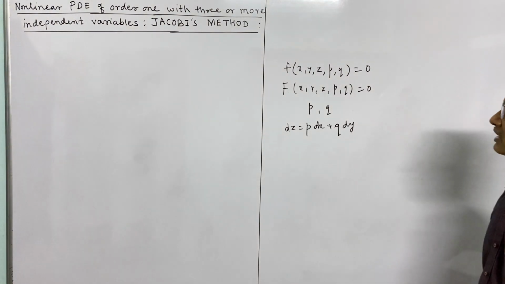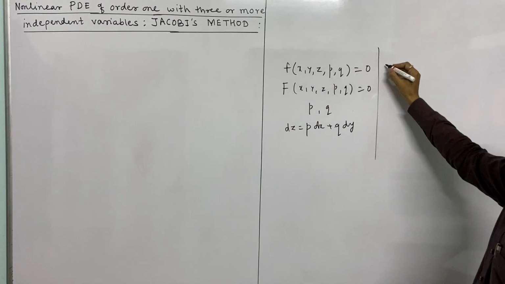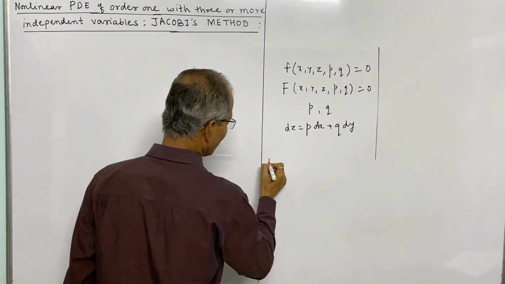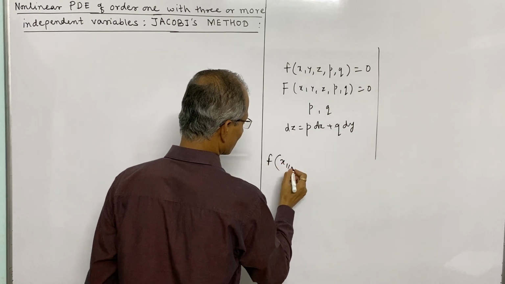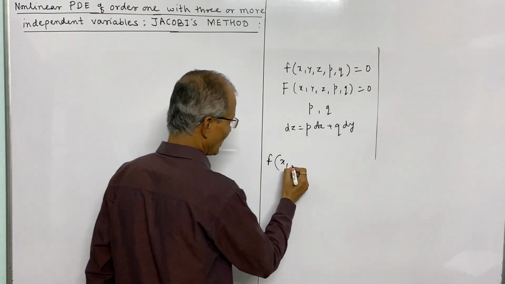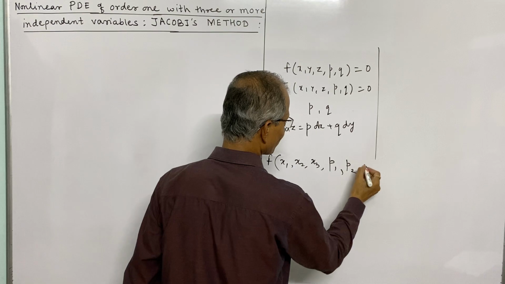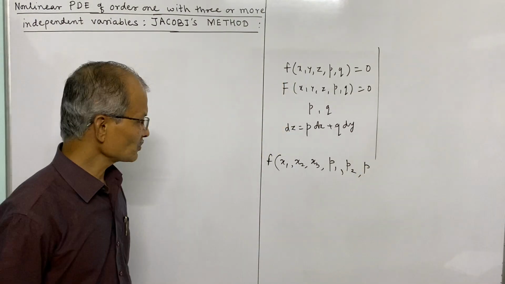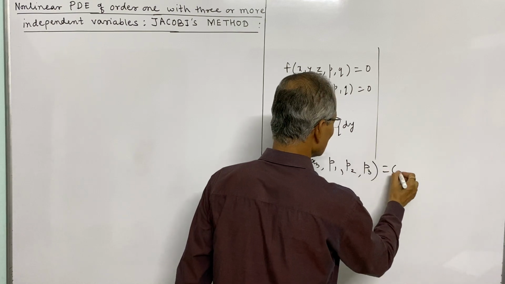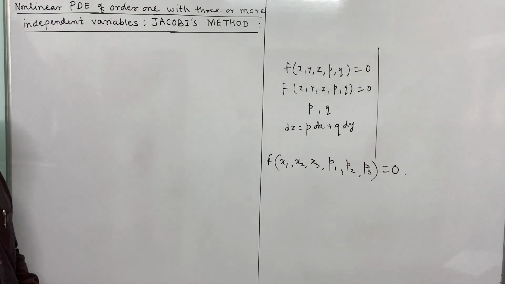Now the change here is that instead of two independent variables we will have three or more variables. In that case the function can be written with the independent variables as x1, x2, x3, and the corresponding partial derivatives of z with respect to x1, x2, x3 as p1, p2, p3. So this will be the equation in terms of three variables.